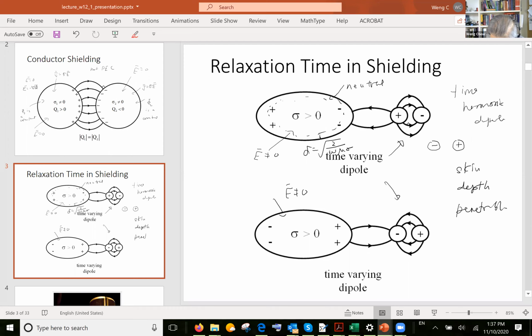So even though the electromagnetic field can now penetrate into the conductive material, the penetration depth is on the order of the square root of 2 over omega mu sigma, which is our formula for the skin depth. If the conductivity is very high, the penetration depth is very, very shallow. And if the frequency is very low, the penetration depth is rather deep.